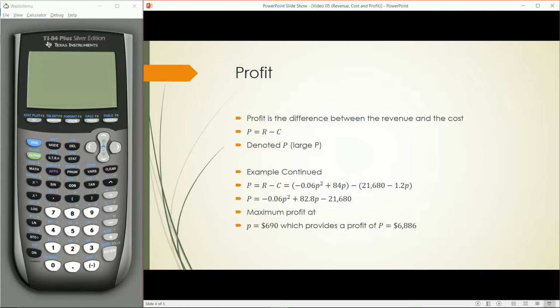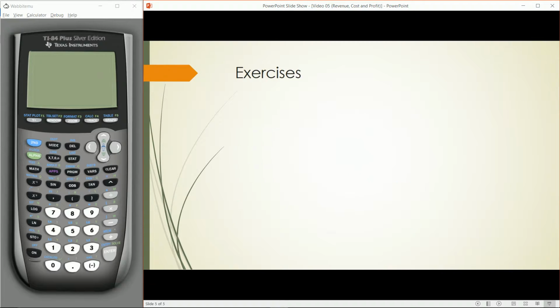You have to be careful about your units. I did not state whether P was in dollars, tens of dollars, or millions of dollars. We don't know. You have to be very careful that you are consistent.